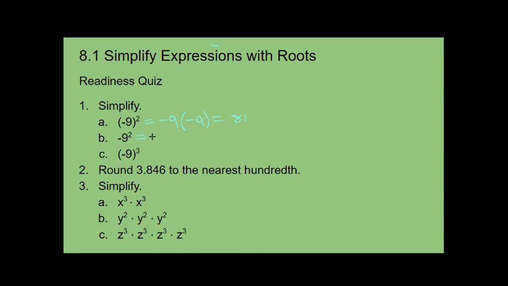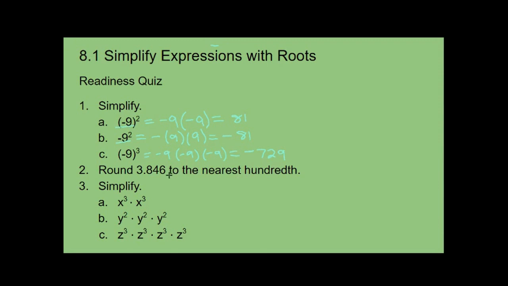Now, if there's no parentheses, what this means is negative 9 times 9. In this case, we have one negative, so the answer is going to be negative, and 9 times 9 is 81. So these two expressions represent the opposites of each other, positive 81 and negative 81. Now we have negative 9 in parentheses, but we have it cubed. What this means is negative 9 times negative 9 times negative 9. We have 1, 2, 3 negatives, which means our answer is going to be negative. 9 times 9 is 81. And then if we multiply that times another 9, we get 729. So these are the answers that you should have gotten for these first three.